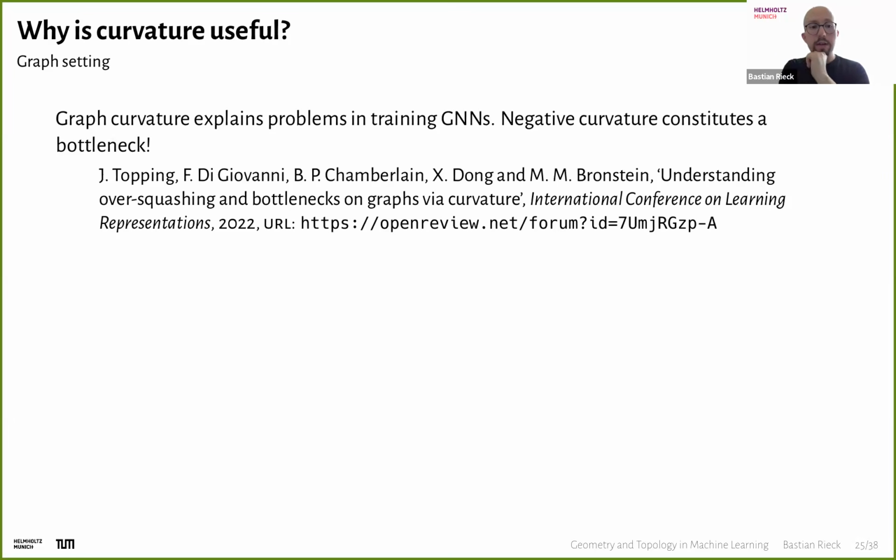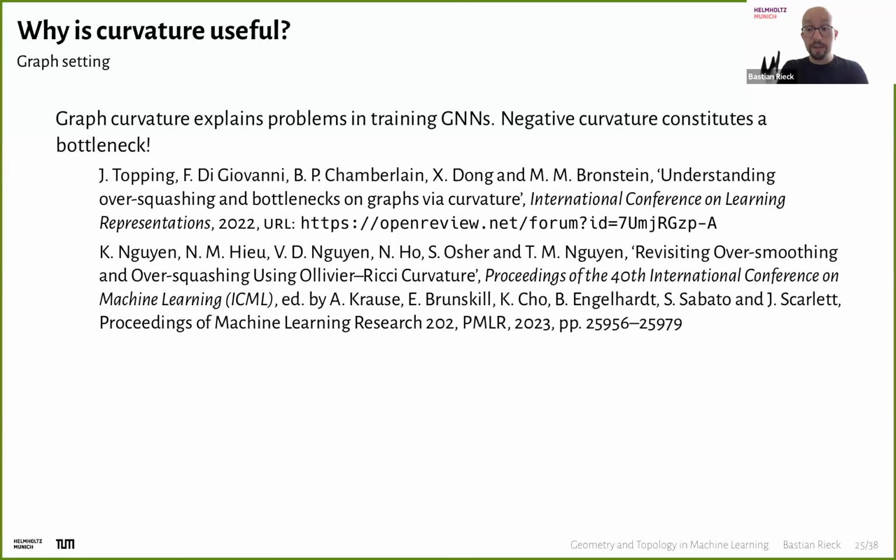So it turns out that graph curvature actually explains certain problems in training graph neural networks. In particular, negative curvature turns out to correspond to bottlenecks in the information processing, also known as the over-squashing phenomenon, or in general bottleneck phenomena, which make training a graph neural network on this type of data a little bit harder to do. There's great work by Topping and colleagues, it was recently revisited and extended to other notions of curvature by Nguyen and colleagues. So check those out if you're interested in them.